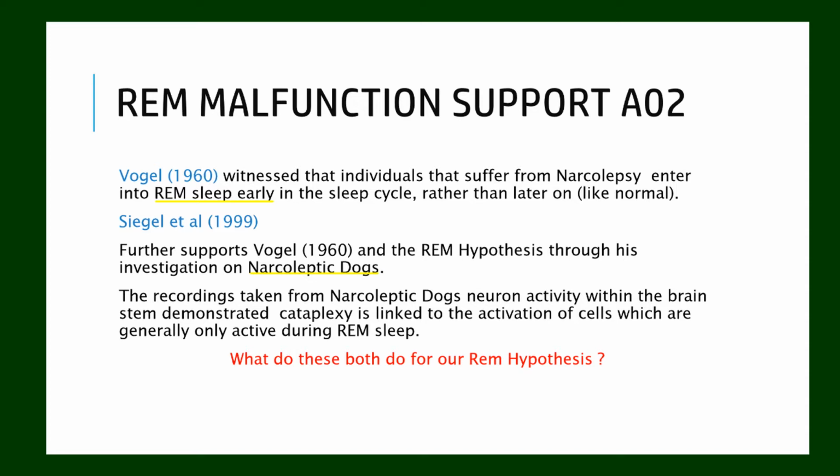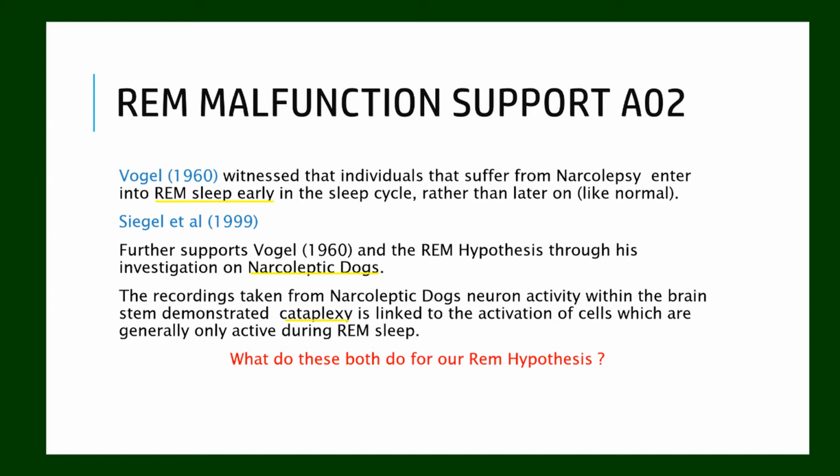Now, for us, obviously, this is supporting the REM malfunction hypothesis, because these narcoleptic dogs and the individuals who Vogel witnessed entering into REM sleep earlier in the sleep cycle are all demonstrating that there may be a portion of their brain which is damaged or has been linked to the creation of their narcoleptic symptoms, such as cataplexy and hallucinations. So this is a good, sound explanation as to why individuals develop narcolepsy.